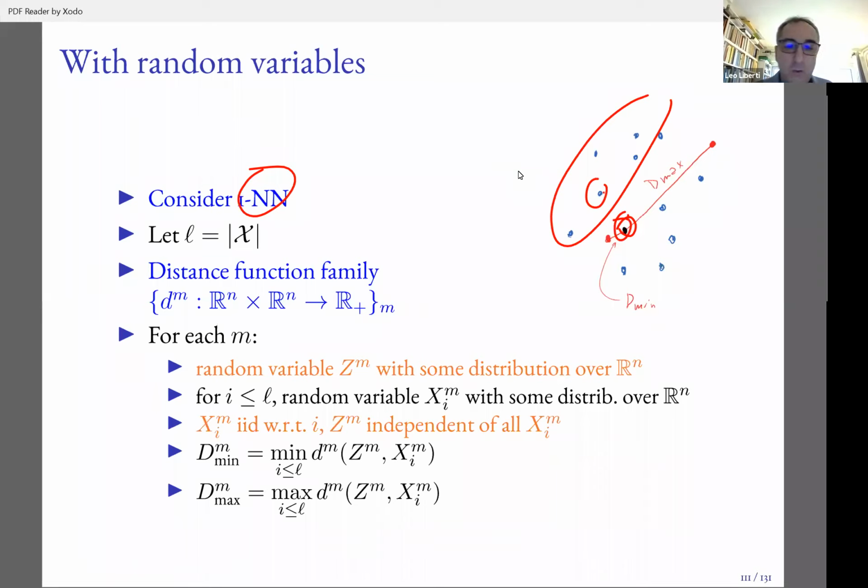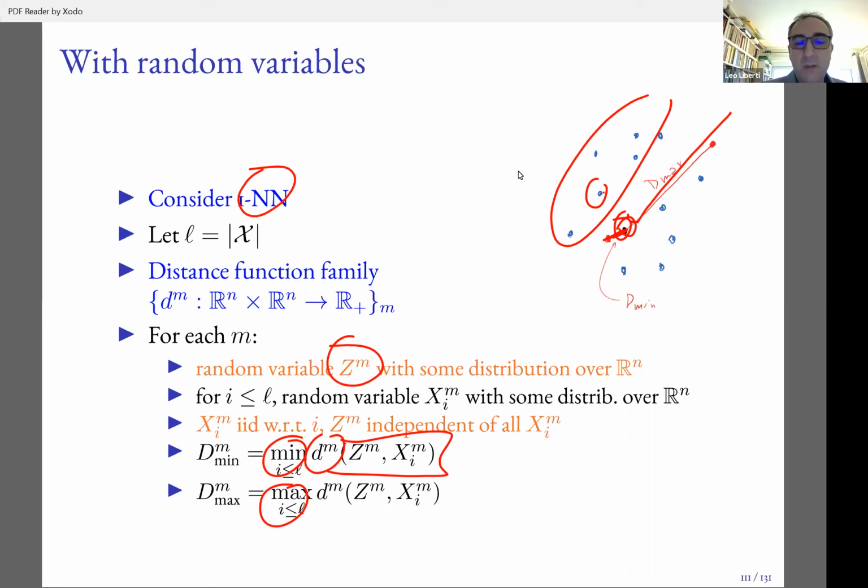Whatever you choose and whatever the distribution, you can then define the distance to the closest point and the distance to the furthest point also as random variables because they are functions of these two random variables. Okay, so that's the min and that's the max. Whatever it is, everything is a random variable here. The selected point is a random variable. All of the points are random variables. The minimum distance to the closest point is a random variable.